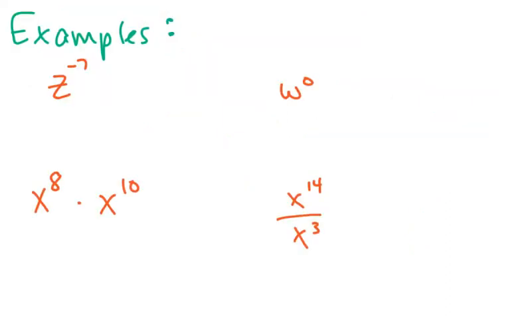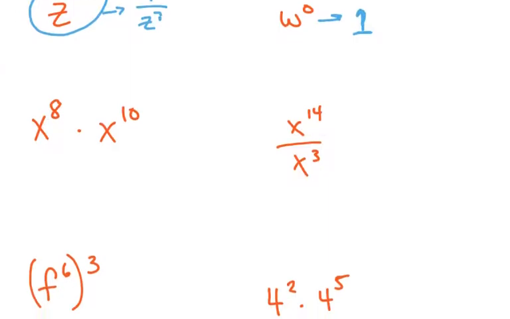So let's try some examples. Something like this might present itself, and all it's leading to is you getting rid of the negative. So we're looking for 1 over z to the 7th. That would be enough to simplify that. Or something to the 0 power, understanding that that is going to just be 1 and simplifying there.